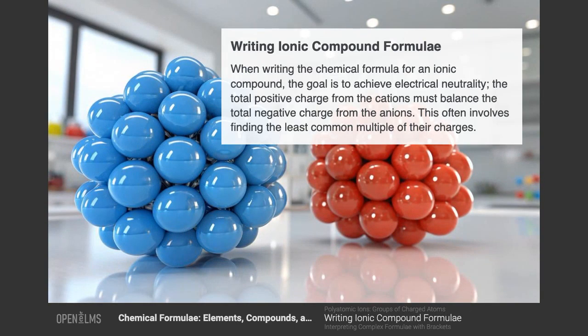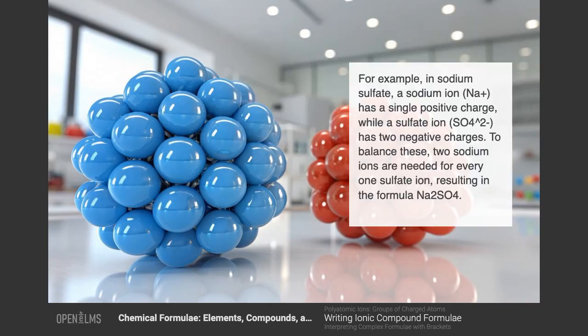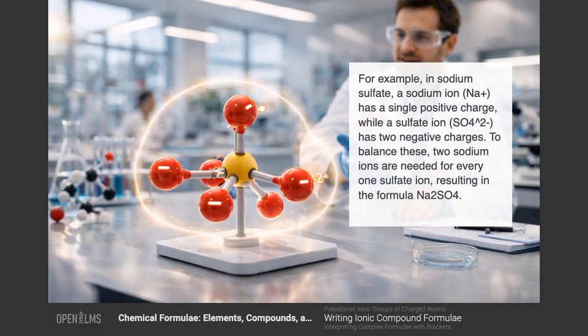Writing ionic compound formula. When writing the chemical formula for an ionic compound, the goal is to achieve electrical neutrality. The total positive charge from the cations must balance the total negative charge from the anions. This often involves finding the least common multiple of their charges. For example, in sodium sulfate, a sodium ion Na+ has a single positive charge, while a sulfate ion, SO4 2-, has two negative charges. To balance these, two sodium ions are needed for every one sulfate ion, resulting in the formula Na2SO4.